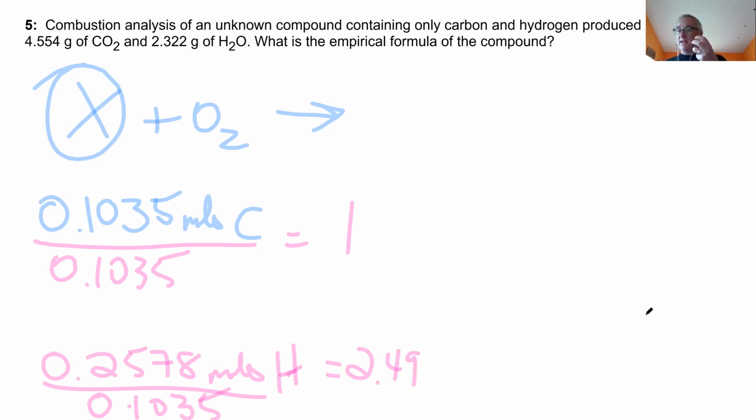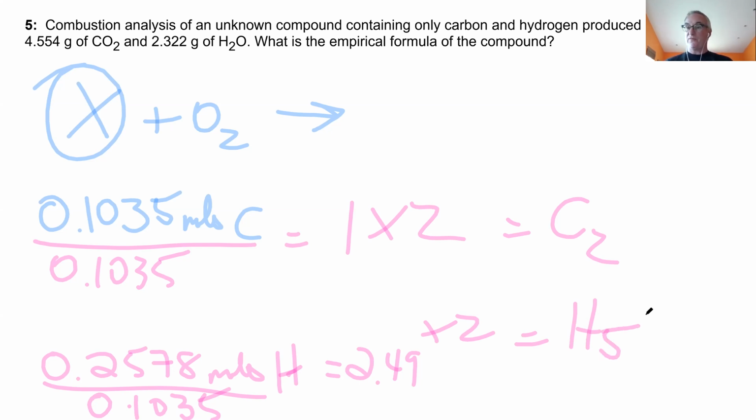So again, if you get something like 2.5, if you get a 0.5 in there, the easiest way to change that to a whole number is just multiply them by 2. If you get 0.33, multiply that by 3. If you get 0.2, multiply that by 5. So in this instance, we have 2.5 and 1, so just multiply both of them by 2. And that gives us C2, and that gives us H5. So our empirical formula for the compound is C2H5. Now, how would we figure out the molecular formula of the compound?